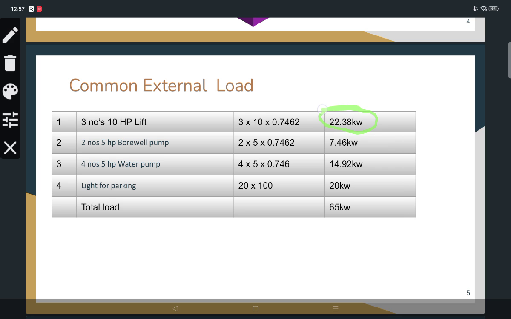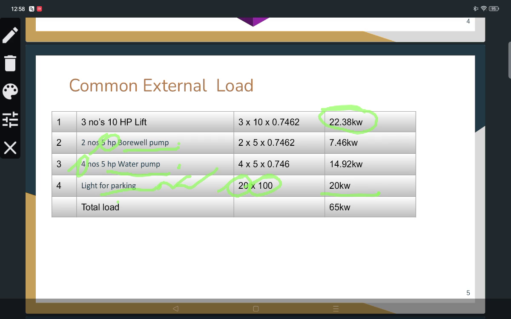So it is converted. Now it is 238 kilowatts. Number 2 is 2 numbers of 5 horsepower borewell pumps, to pump the water from the ground to the terrace for water supply. The borewell pump collects the water, and the water pump sends the water to the top. Then the lights for parking areas or street lights on the ground and all. So there are 20 lights, and each light is 100 watts, so 200 kilowatts for example.